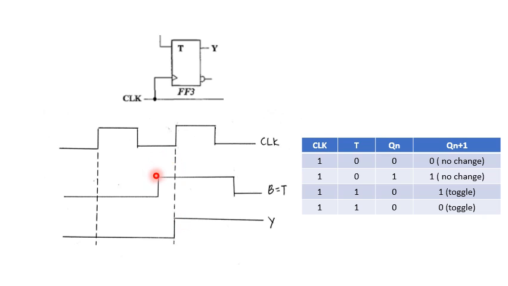So look at the previous one on the T waveform. It is 1. Based on the truth table here, if the value is equal to 1, it will toggle to 1. So the answer here will be 1.